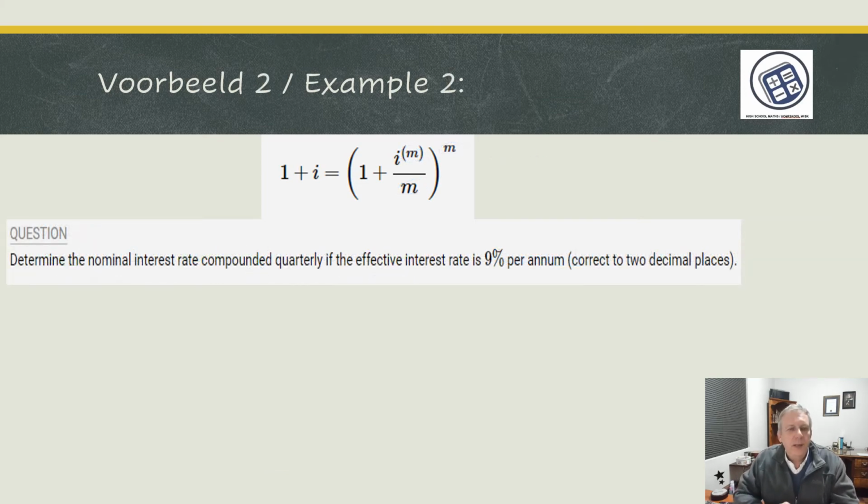Right, let's look at a second example quickly. Here they say the nominal rate quarterly is what we must find. So if we have to find the nominal rate, then the effective rate should be given to us. And that is the case because they tell us that the effective rate here is 9% per annum.